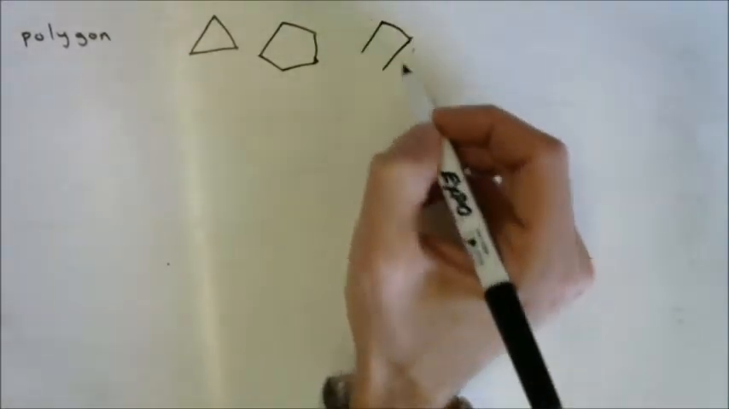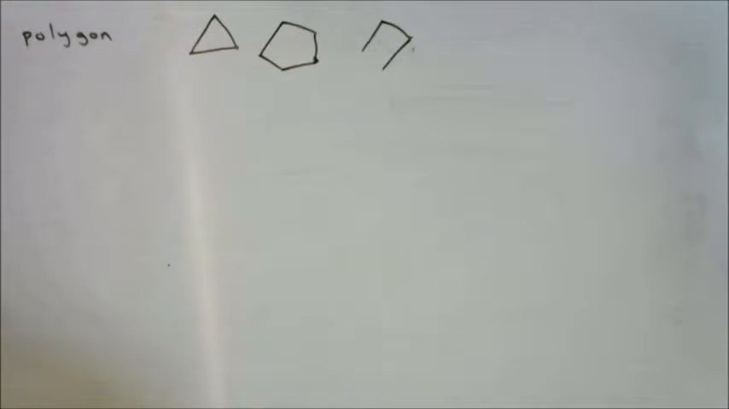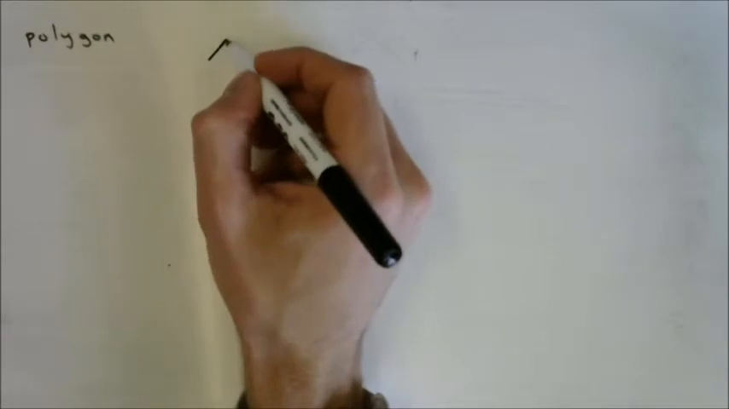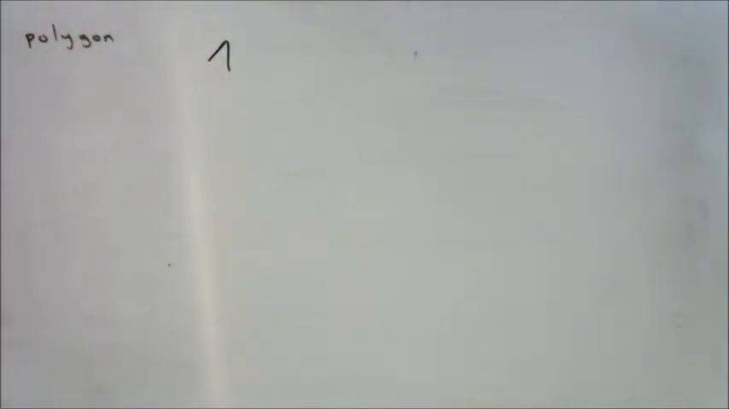This is not a polygon. It's not even a closed figure. It's not a shape. A polygon is a closed figure formed by 3 or more line segments. Why 3 or more? Well, 2 line segments could never close a shape. It would just be a line.